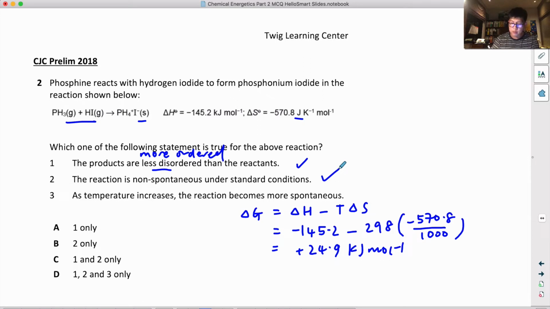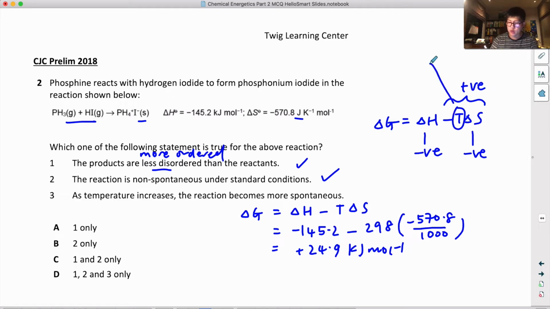Okay, let's look at the last part. Since we know that change in H is negative and change in S is also negative, this part here is actually positive. So for the reaction to be spontaneous, we need the temperature to be low, then the reaction is spontaneous. They say as temperature increases, the reaction becomes more spontaneous. So this statement is definitely wrong. All right, so it's only 1 and 2. So the answer will be C.